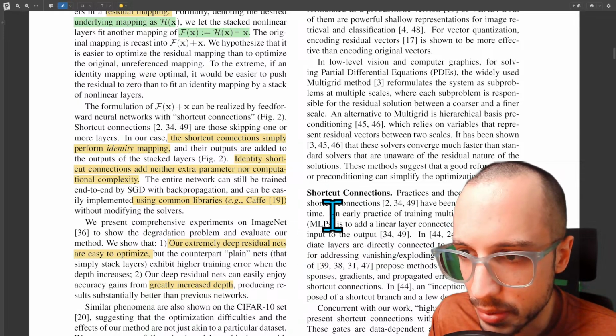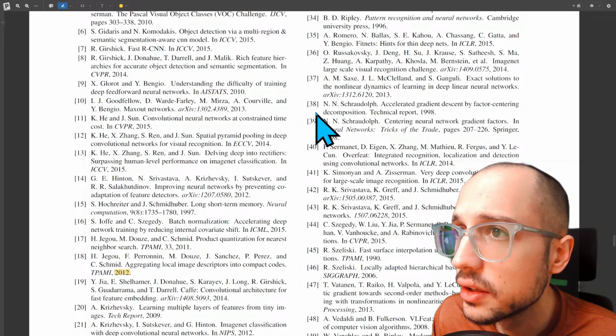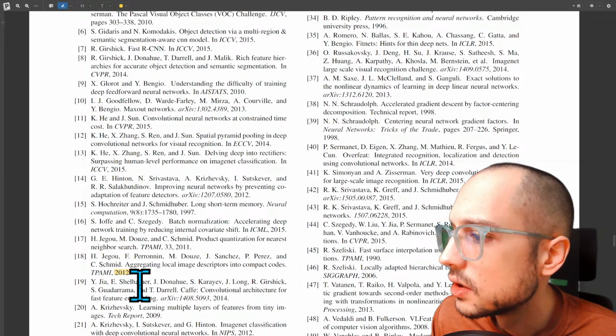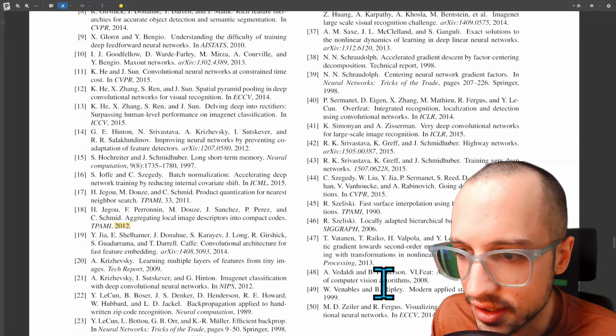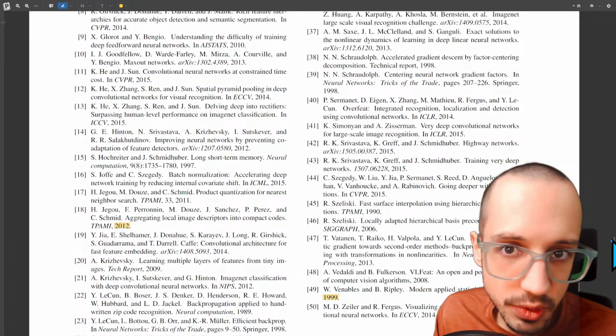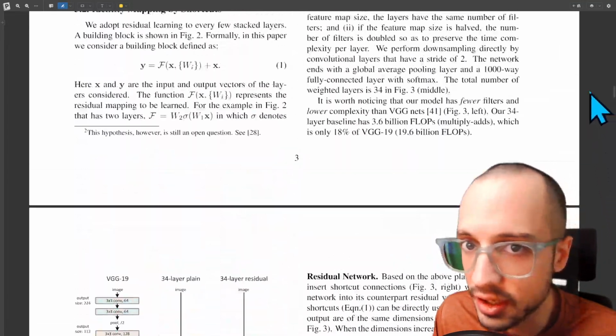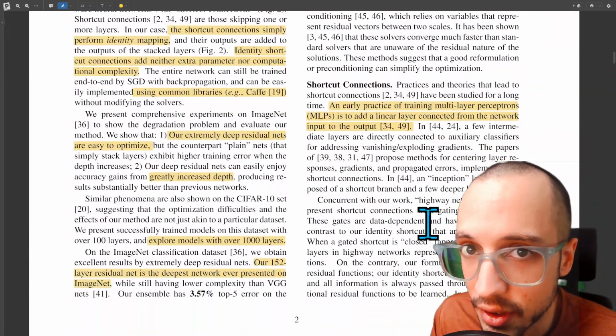Interesting. So even back in multi-layer perceptron days, I wonder how old these references are, 34 and 49. 1996, and then 49 is 1999. So that's interesting. People basically figured out skip connections before the millennium.